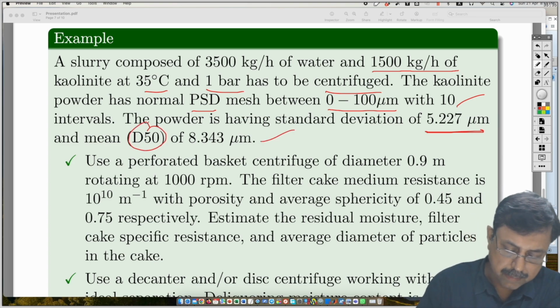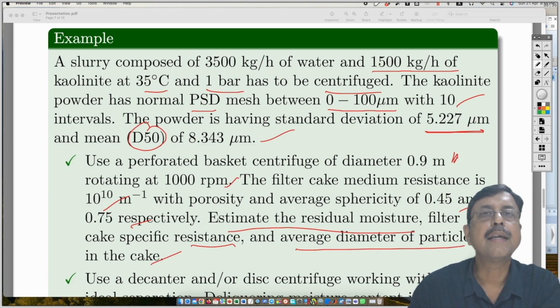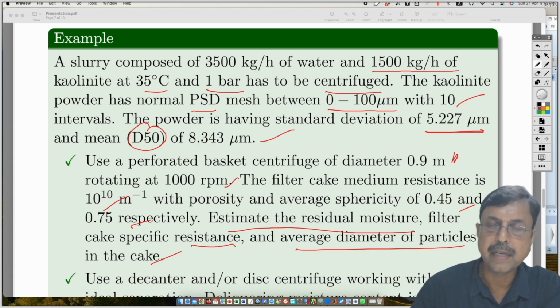The first problem is using a perforated basket centrifuge of diameter 0.9 rotating at 1000 rpm. The filter cake medium resistance is given, with porosity and average sphericity. They are also given. We have to estimate the residual moisture, filter cake resistance, and average diameter of the particles in the cake. So that is the first problem. We will see the other problems later.